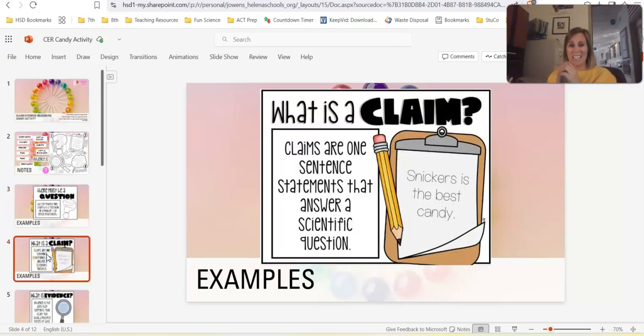Okay, what is a claim? Claims are a one sentence. Usually you start your paragraph with that one sentence or your claim. It's kind of like your guys' topic sentence. What is this little paragraph or this little writing going to be about? Which is the best candy? Answer that question. Claims are a one sentence statement that answer a scientific question.